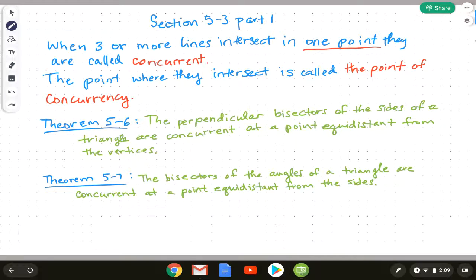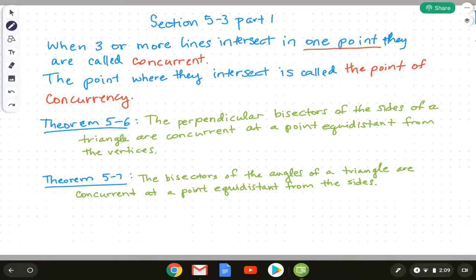So we did a little paper folding project in class the other day where we took a triangle and we folded it certain ways, and we talked a little bit about how it was going to illustrate these theorems, Theorem 5.6 and Theorem 5.7. So before we can understand those theorems, we need to understand what a couple of vocabulary words are.